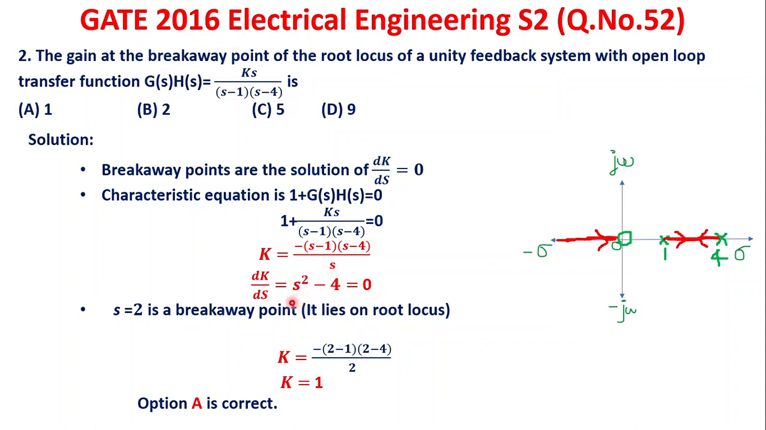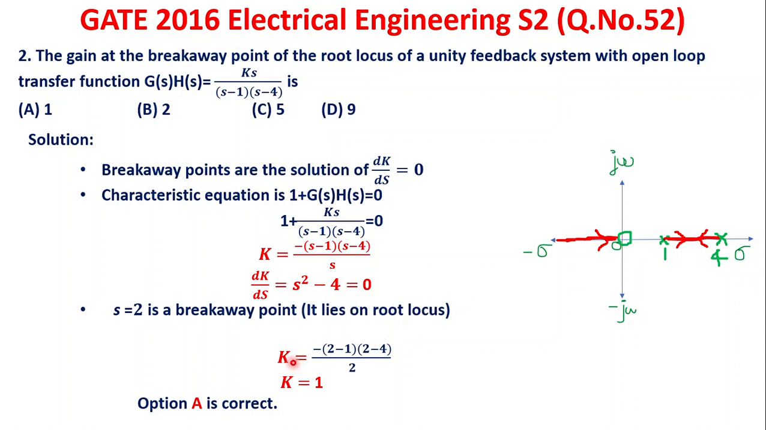So if we simplify by the u by v rule, that is (v du minus u dv) by v square, we get s square minus 4 equal to 0. So we will get s is equal to plus 2, minus 2. Plus 2 is a breakaway point because 2 lies between these two and it lies on the root locus.